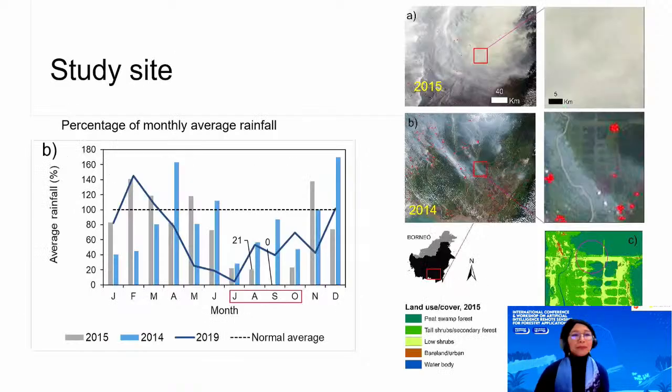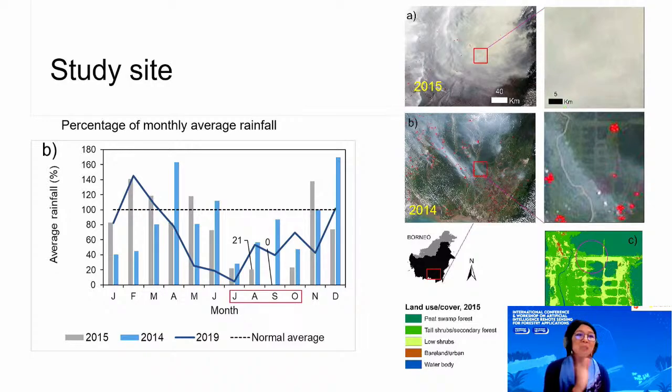Next slide. To answer those questions, we conducted the research in Central Kalimantan, Indonesia. This is only a small part of Central Kalimantan, part of the MRP, the Mega Rice Project. As you can see in panel A, that's how it looks in 2015. You can see in the top corner that our study site is barely visible, but when we compare with 2014, it was kind of a moderate level of burning season, so we can still see our site.